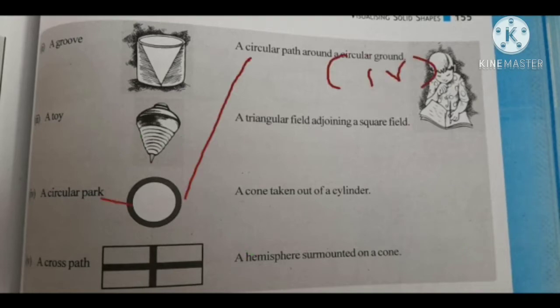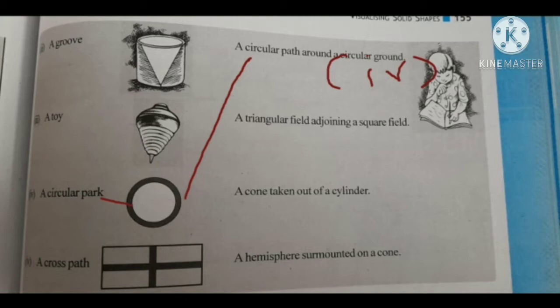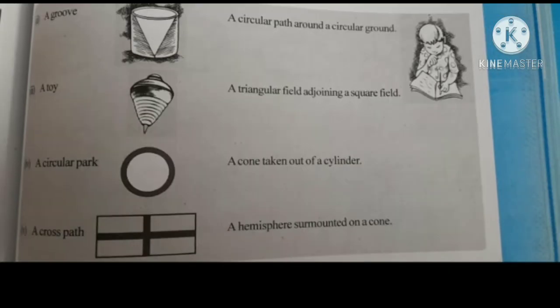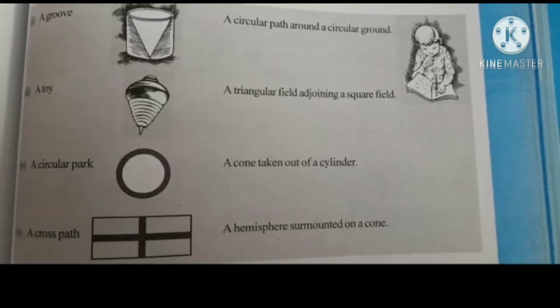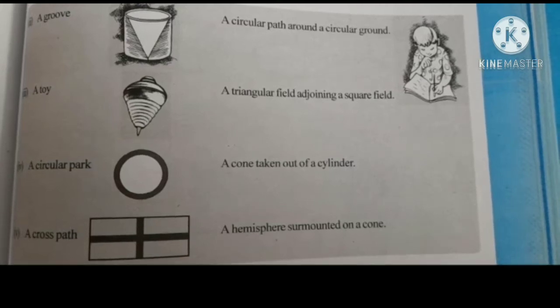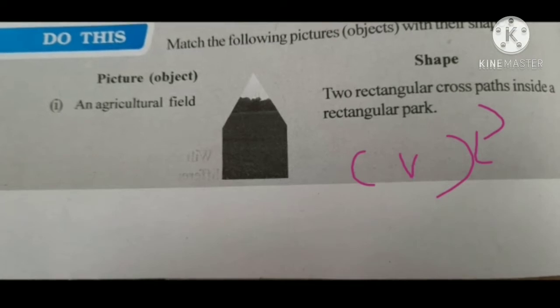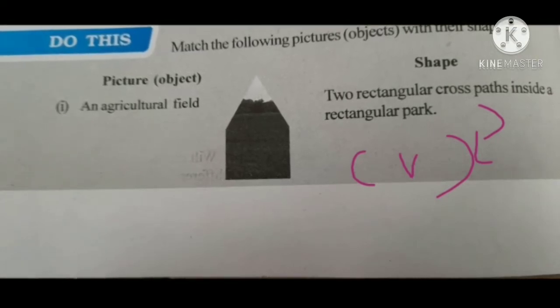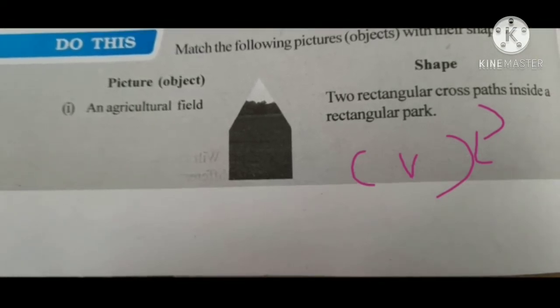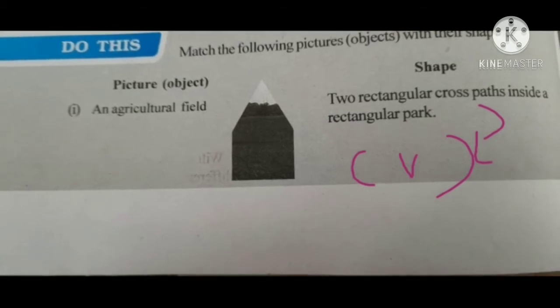So the next is the fourth question, a circular park. You can see that it matches with the first statement, a circular path around a circular ground. The last figure is of a cross path which matches with the statement that two rectangular cross paths inside a rectangular park, which is given in the first page, the first question.